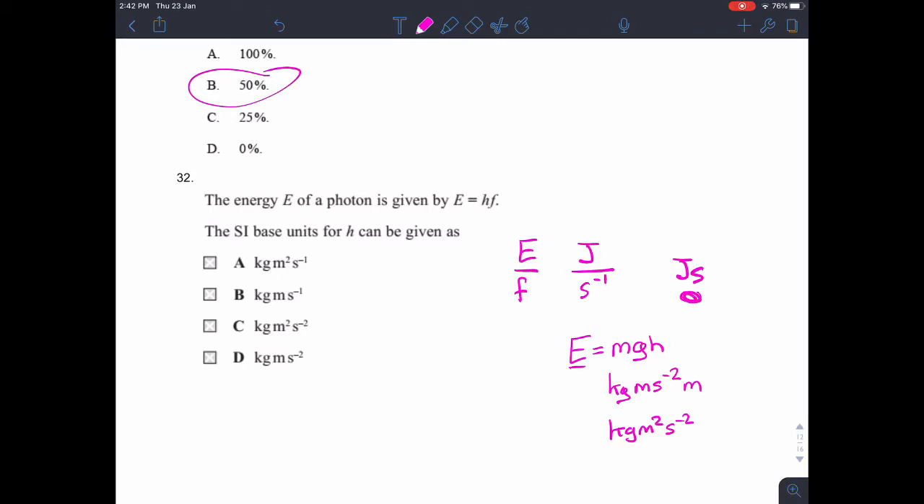So h is that. So the unit of h is joule seconds. So the unit of h is energy times seconds. So this is energy, and here's seconds. So the units of h is kilograms, meters squared, seconds to the minus 1. A.